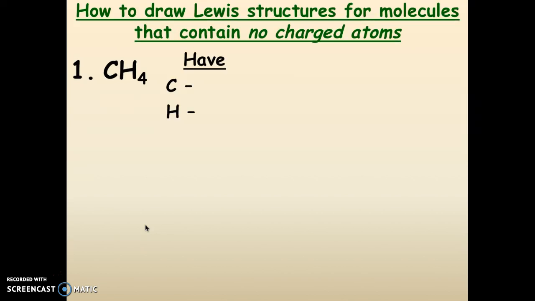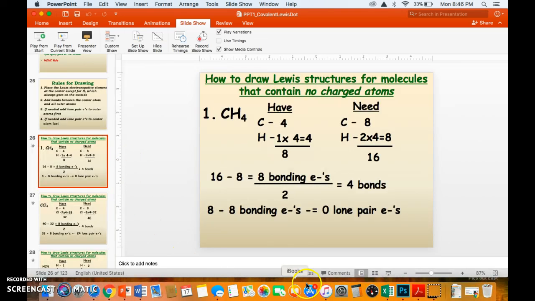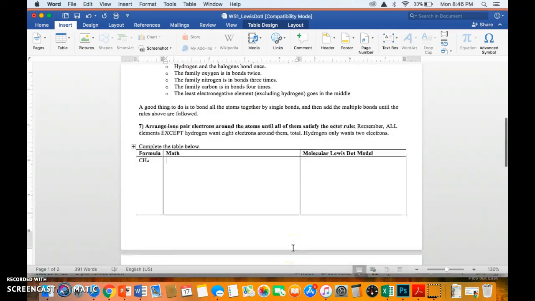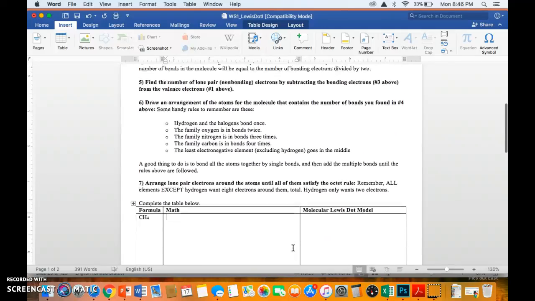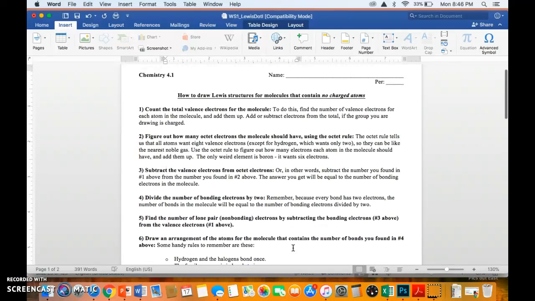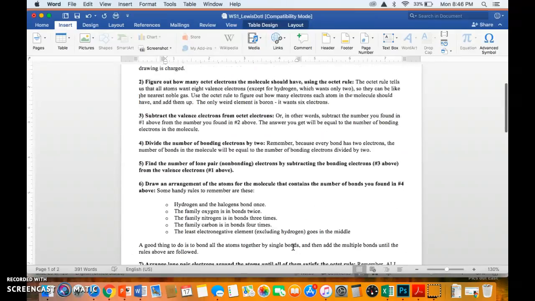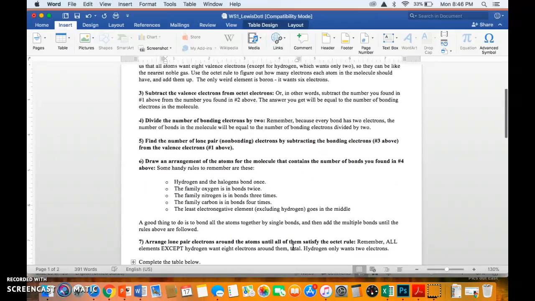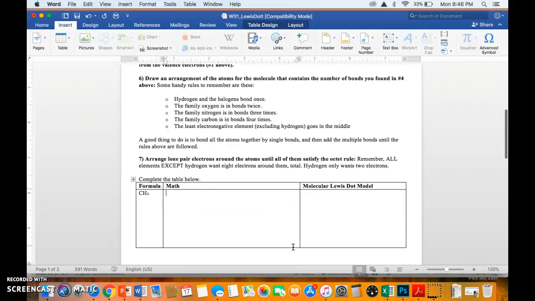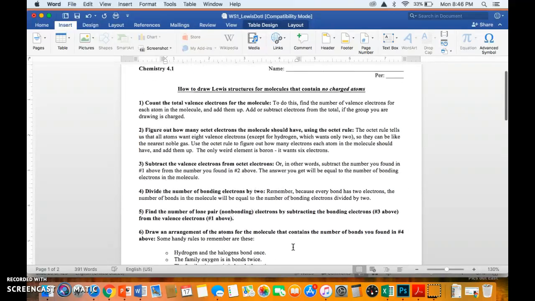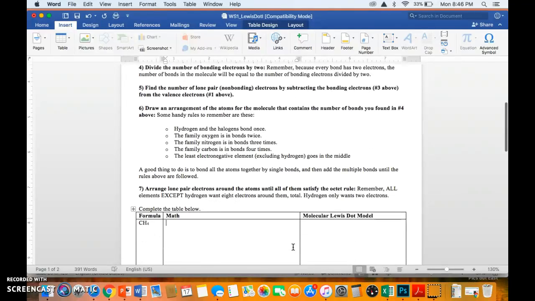Okay? So, everybody get out worksheet 4.1. As you can see, it looks like this. Now, what we're going to do is follow these 7 steps to draw our Lewis dot structure of CH4. That's going to be our first molecule.